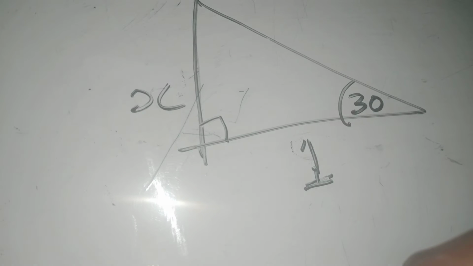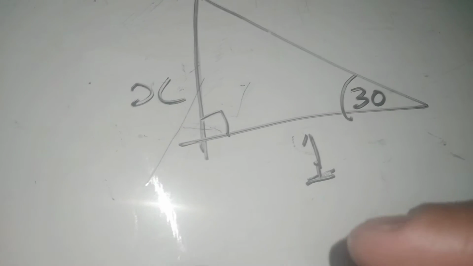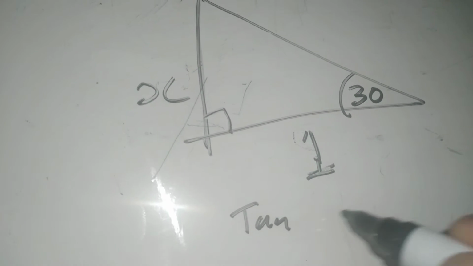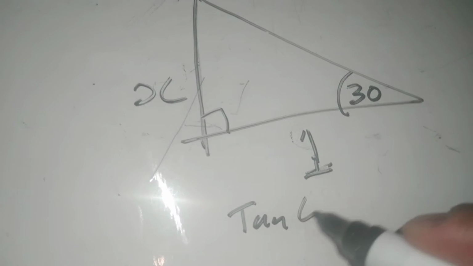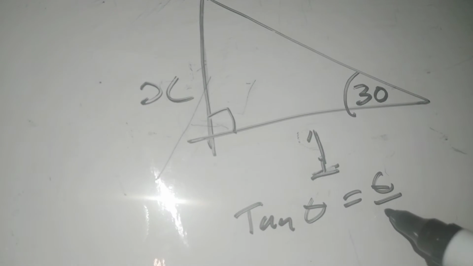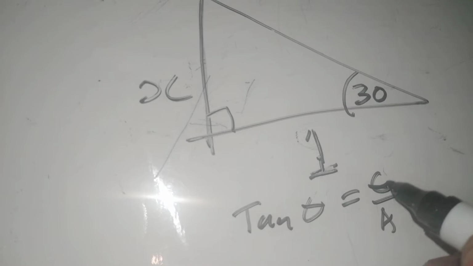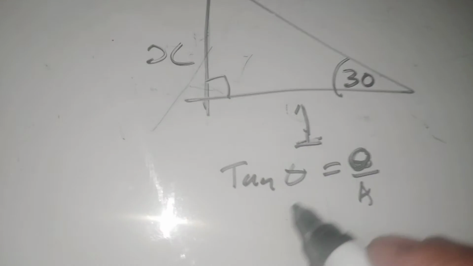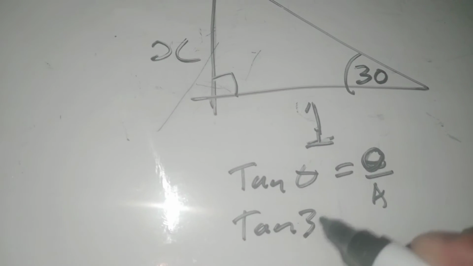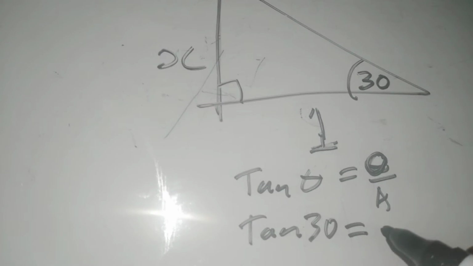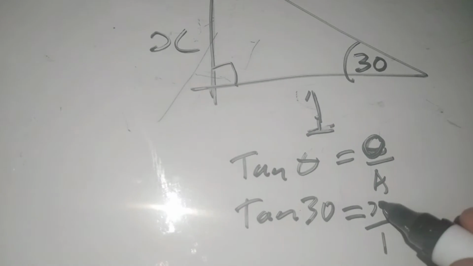So which trig ratio has adjacent and opposite? It's tan, because tan theta is opposite over adjacent. Our theta, of course, is 30. So tan 30 is equal to our opposite, which is x, over our adjacent, which is 1.